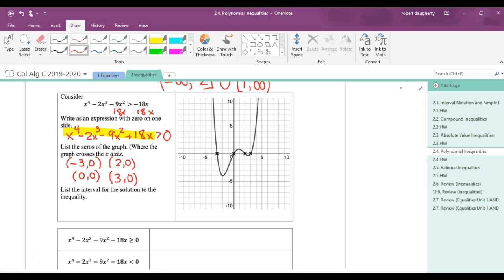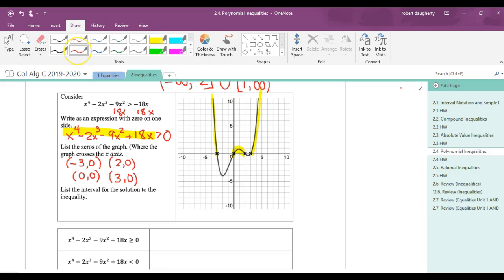Now, give the solution. What does it mean, give the solution? What am I asking for in this problem? Where it's greater than 0. So if it helps, if you've got a highlighter, I'm asking for this, this, and this. There are going to be how many intervals? 3. Because it's strictly greater than, I'm going to be dealing with parentheses here instead of brackets.